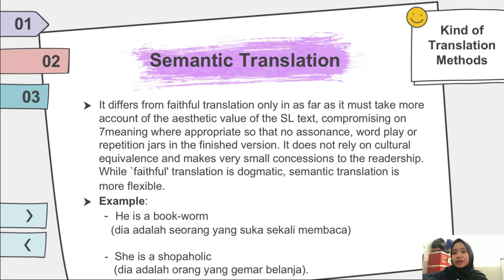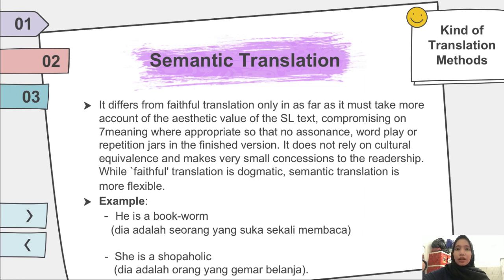Next is semantic translation. It differs from faithful translation only in as far as it must take more account of the aesthetic value of the SL text, compromising on meaning where appropriate so that no assonance, wordplay, or repetition jars in the finished version. It does not rely on cultural equivalence and makes very small concessions to the readership. While a faithful translation is dogmatic, semantic translation is more flexible.